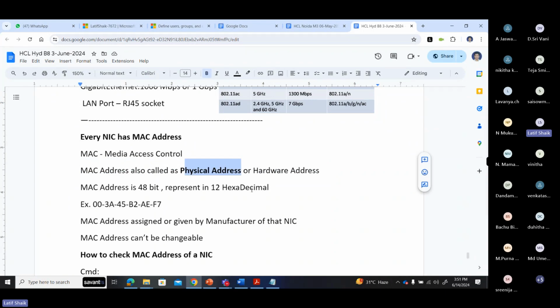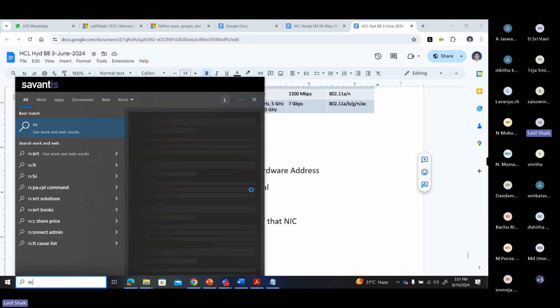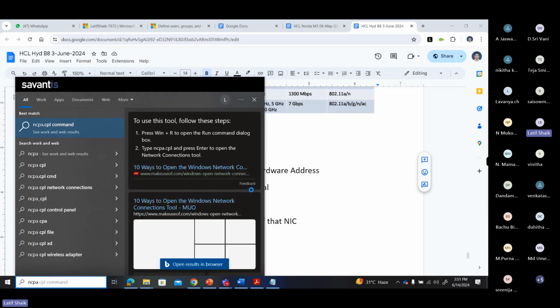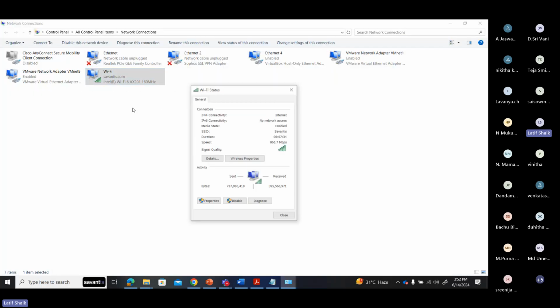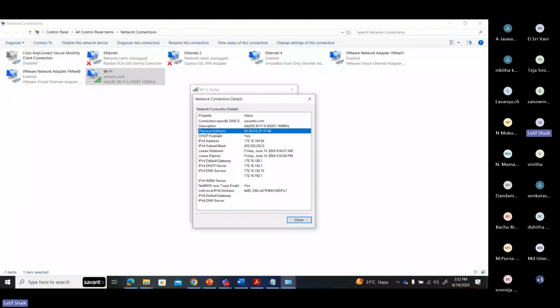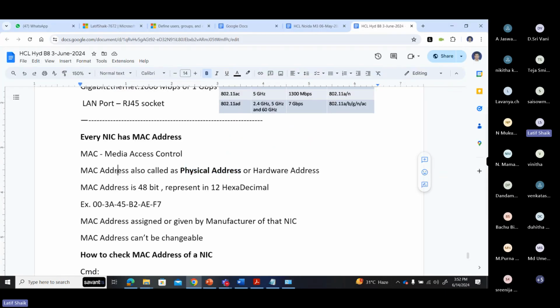When you see it says physical address, automatically you understand it is the MAC address, right? If you see here, it is showing physical address. Of course, it is the MAC address only. Whether you say MAC address or physical address, it is the MAC address only. Or hardware address. It is a fixed address, it cannot be changed.